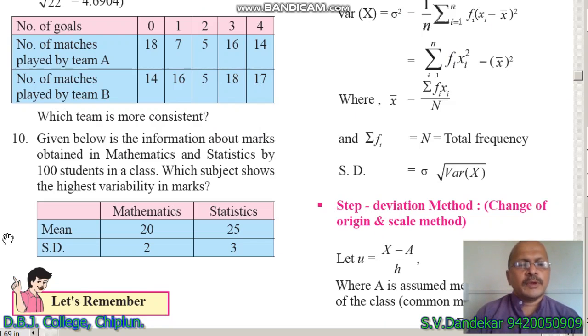This 10th problem given below is the information about marks obtained in mathematics and statistics by 100 students in a class. Which subject shows highest variability in marks? This is similar to one of the solved problems. Using that technique you can solve this problem. This is again for homework.